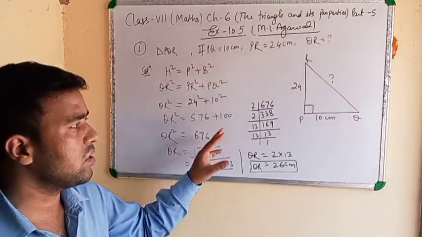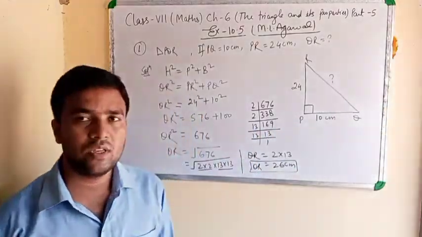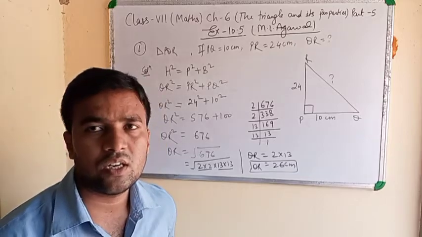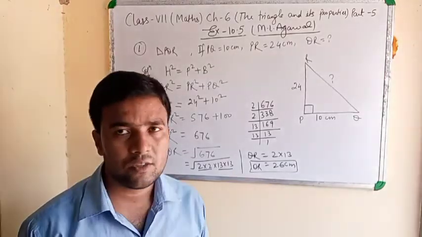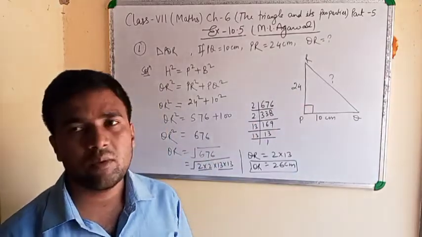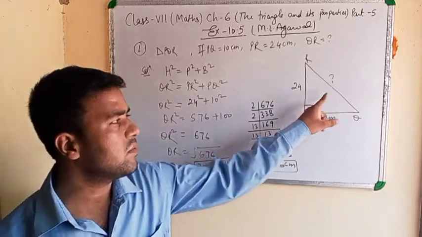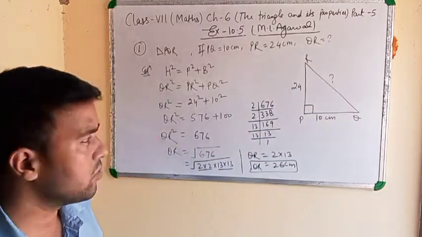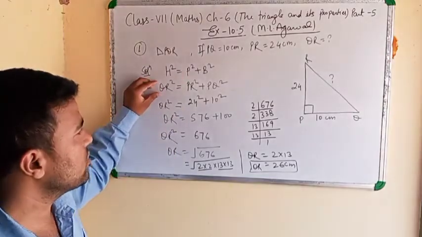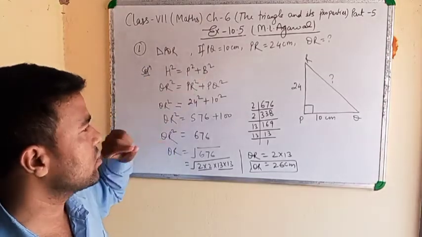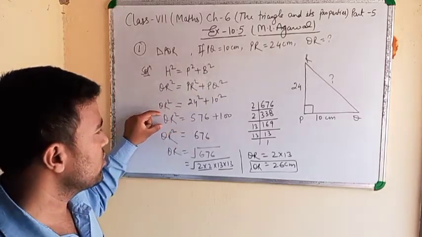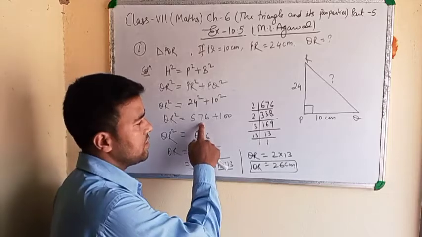First of all you will make a figure. Figure is compulsory. If you do not make a figure, you cannot do the solution. Clear? PR is 24, PQ is 10. QR is the hypotenuse, in front of the 90 degree angle. H square equals P square plus B square. QR square equals PR square plus PQ square. QR square equals 24 square plus 10 square. QR square equals 576 plus 100.